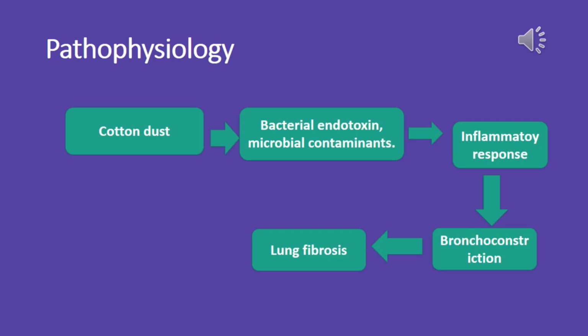When cotton dust containing bacterial endotoxin enters the airway, it initiates an inflammatory response. This response involves the activation of immune cells and the release of various inflammatory mediators, including cytokines and reactive oxygen species. These mediators cause bronchoconstriction, leading to symptoms such as wheezing and chest tightness. Prolonged or repeated exposure can result in chronic inflammation and lung tissue damage, leading to fibrosis and scarring over time.